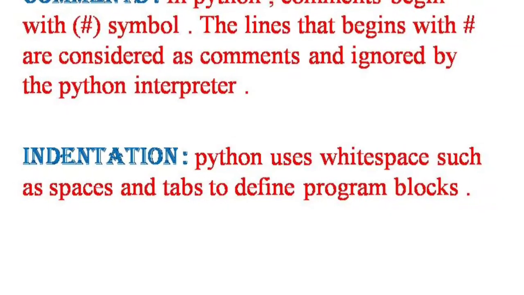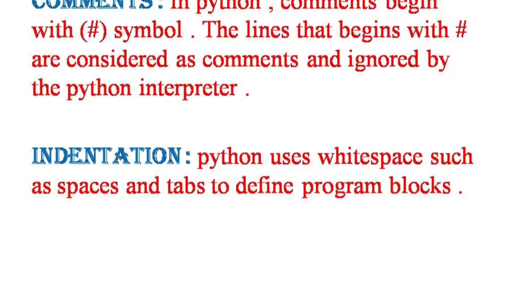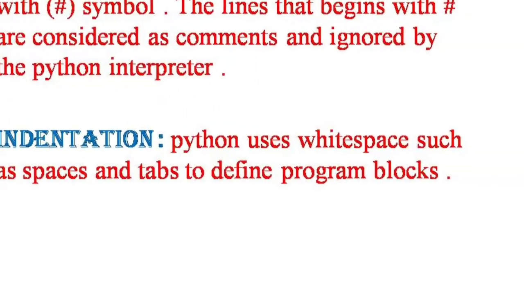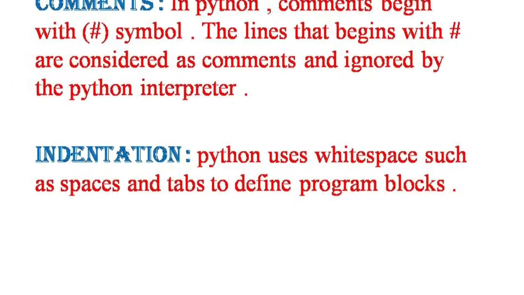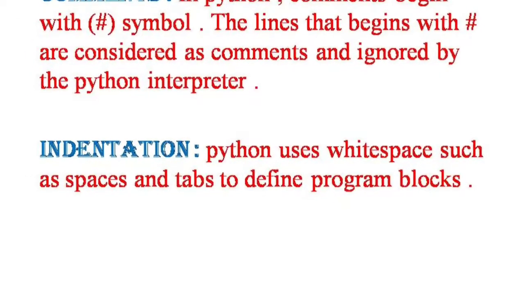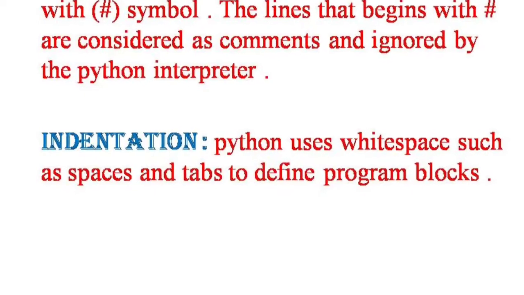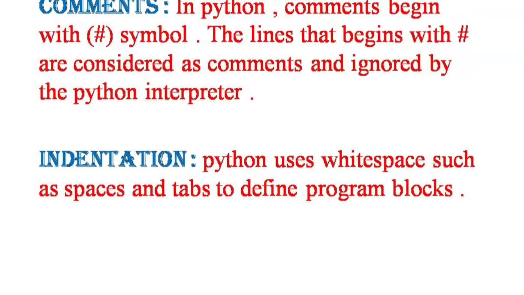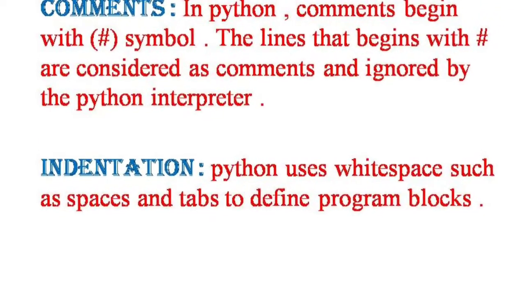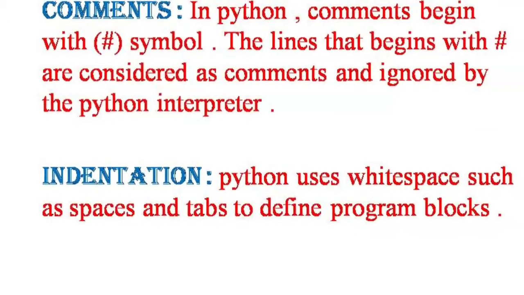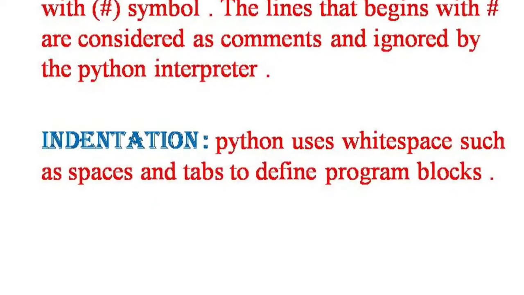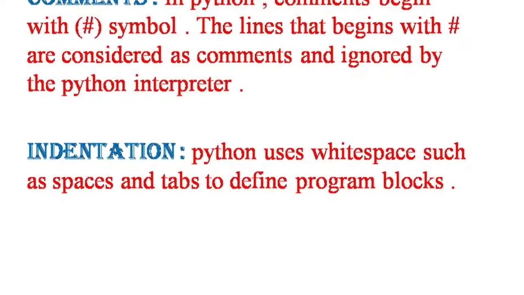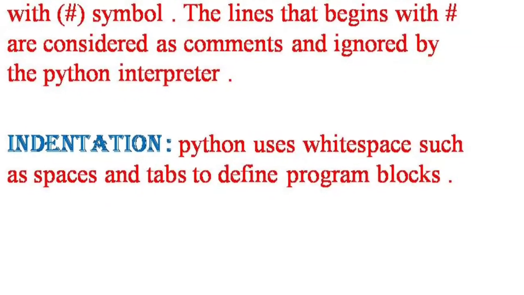In Python, comments begin with the # symbol. Lines that begin with # are considered as comments, and they are ignored by the Python interpreter. Comments can be single line or multi-lines. Python uses white space such as space and tab to define the indentation.